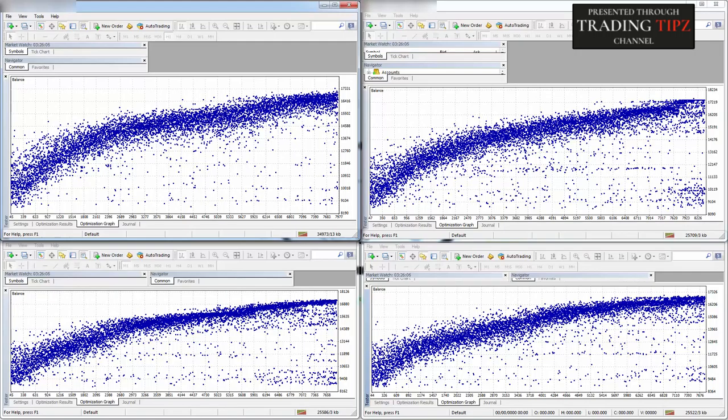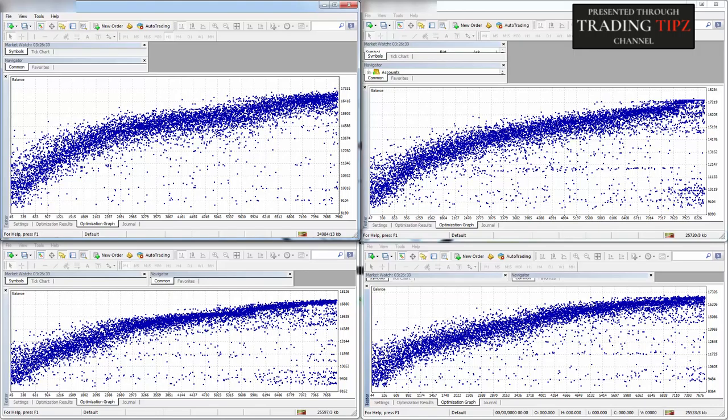Wanted to share today is a use case for the genetic algorithm in MetaTrader 4. Now, we've already talked about the genetic algorithm and we know how it works, but how can we use it to really, really boost our algorithmic trading system optimization process? So today I'll show you one of the ways I use the genetic algorithm in MetaTrader 4.